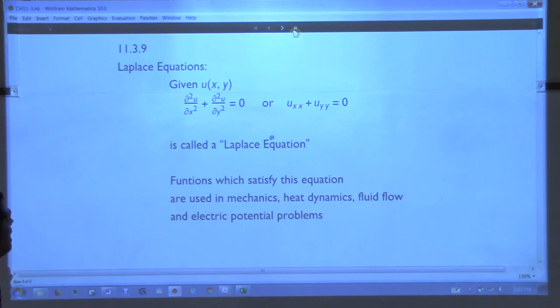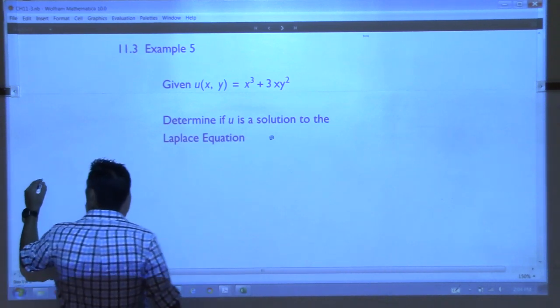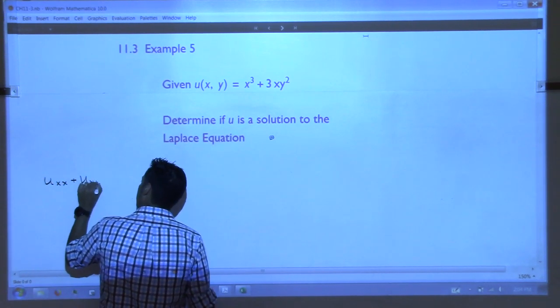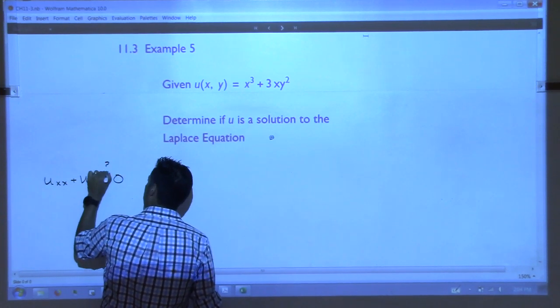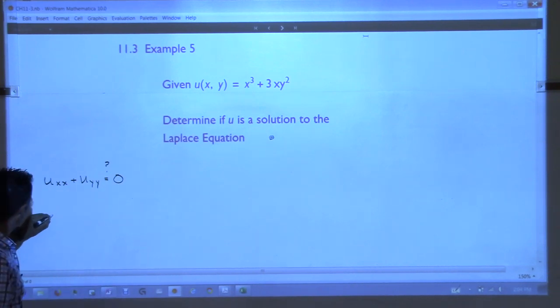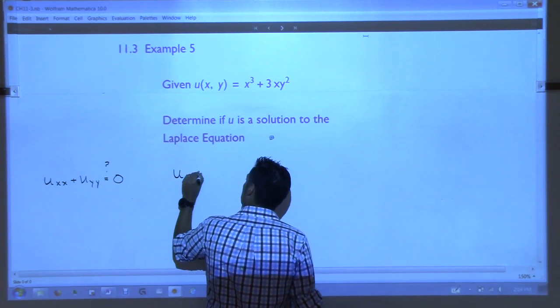What we're going to do is I'm going to give you a function of two variables, and we're just going to ask whether or not this u is a solution to the Laplace equation. So all we have to check is whether or not this is true. Is uxx plus uyy equal to 0? That's the question. So let's just calculate these second partials. What's the partial of u with respect to x? Let's start with that one.